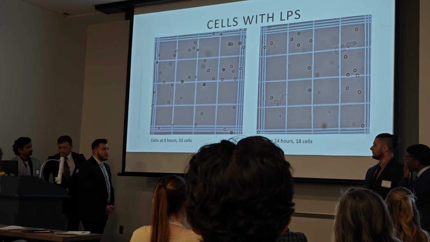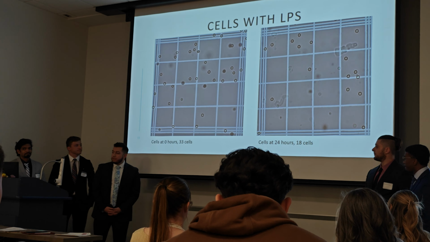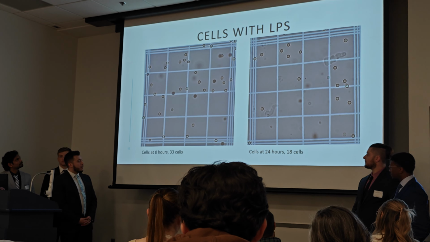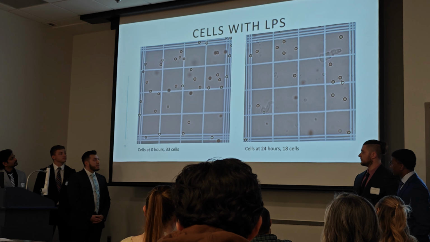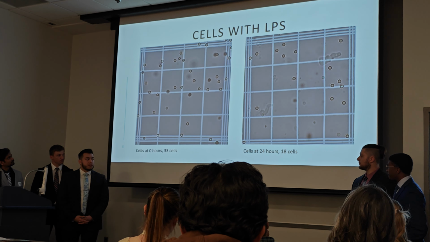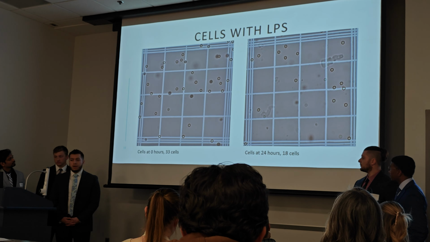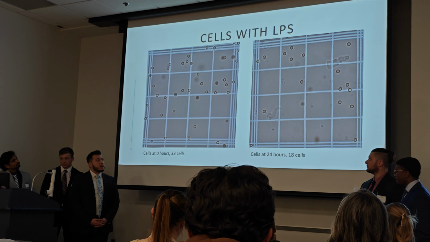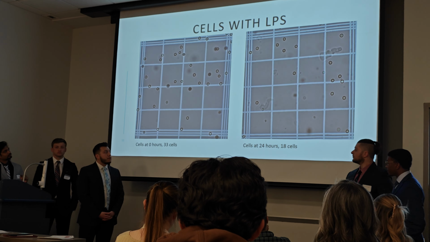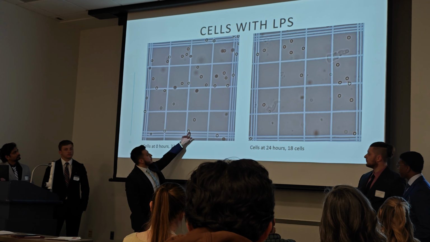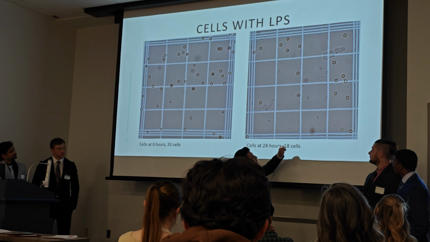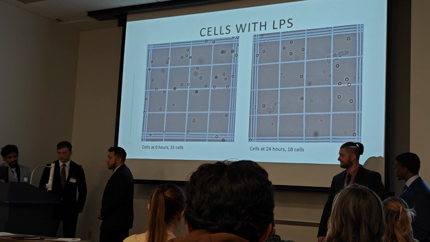As we get into the pictures that we took of the hemocytometer using a Motic camera attached to our light microscope, here we see cells with LPS. On the left is the initial time, where we counted 33 cells, compared to the right picture, where there are 18 cells after 24 hours. So visually, there is a decrease in the total number of cells, and as you can see, there is a little bit of background debris. For reference, this is a red blood cell, and things like this we consider background debris.